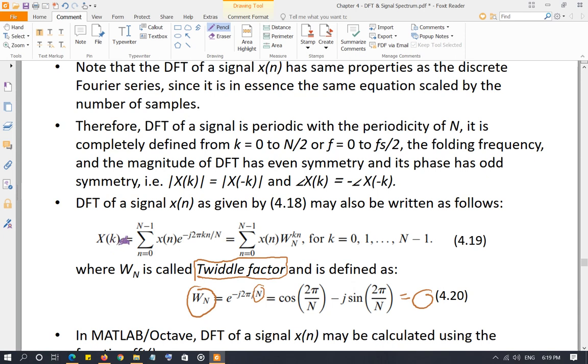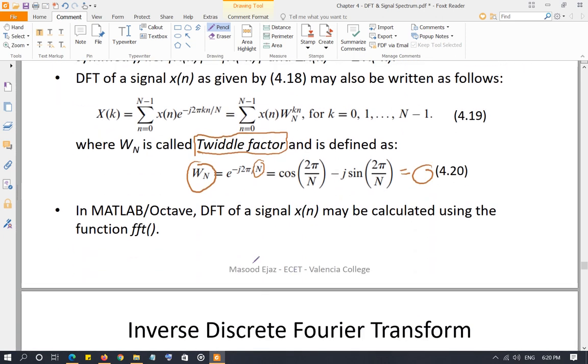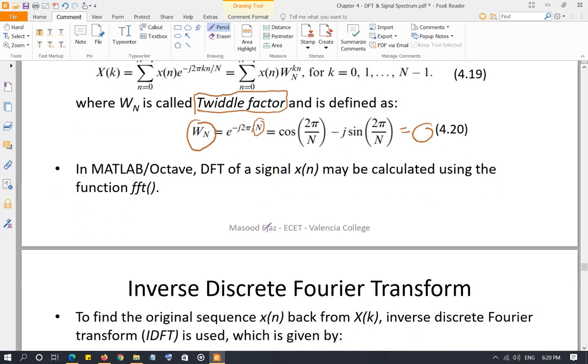So this is your discrete Fourier transform of the signal, which is the same as the discrete Fourier series multiplied by capital N. In Octave, MATLAB, you have the function FFT, fast Fourier transform, which we're going to discuss in the last topic of this chapter. You can use the FFT function to calculate the discrete Fourier transform.